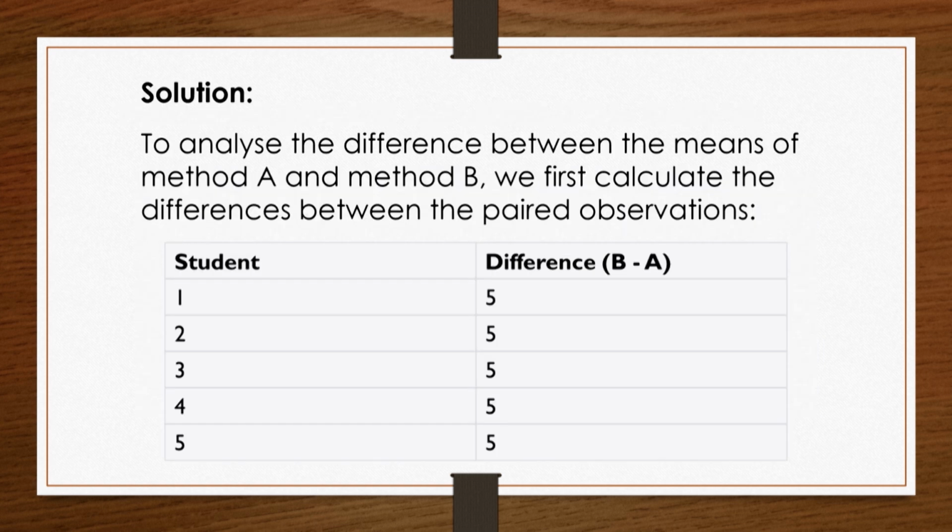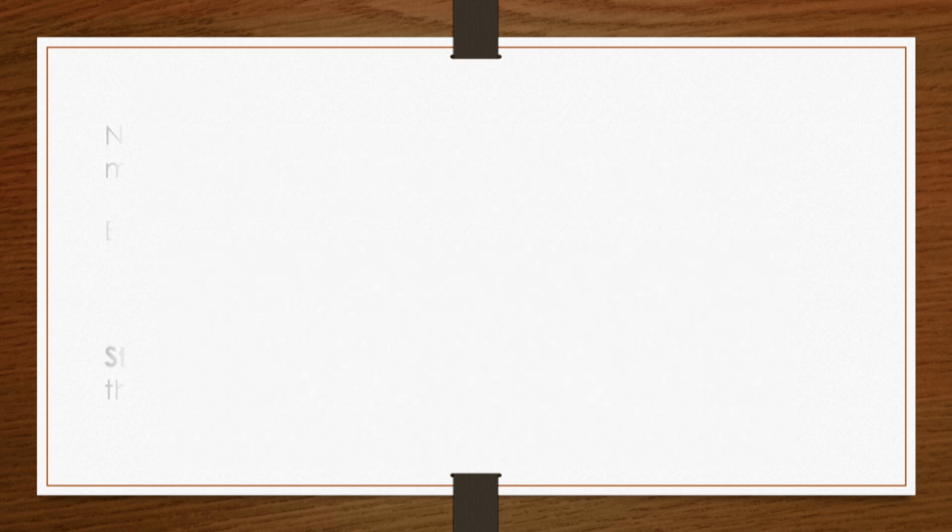Solution. Now we are going to see the solution for the problem. Here we are going to calculate the analysis of the difference between the means of method A and method B. Method A and method B are two methods of teaching attended by a student. Here we take a sample of 5 students. We first calculate the difference between the paired observations, B minus A. The values are given here.